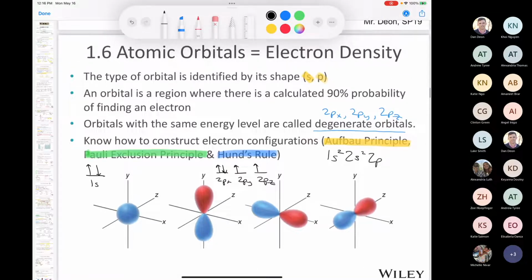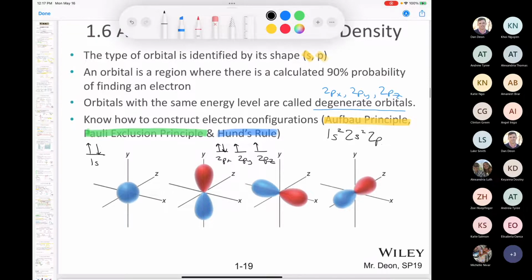The Aufbau principle, or the building up principle; the Pauli exclusion principle, which states that if you have two electrons in the same orbital, they must have opposite spins; and Hund's rule. Sometimes I call that the bus rule.